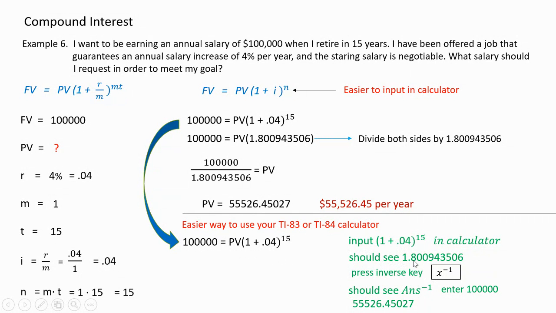For example, here you should see the 1.80943506, and when you press the inverse key, this is what you should see, answer to a -1. Then you enter the 100,000, and this is what you see. So then there's my answer.